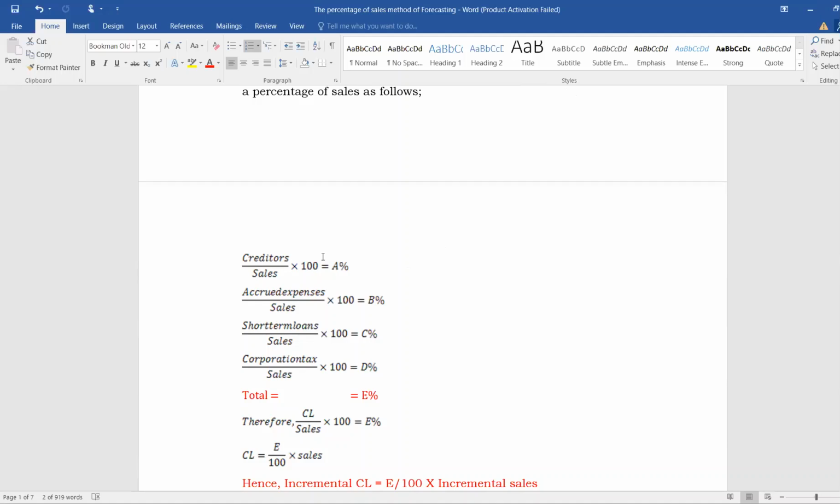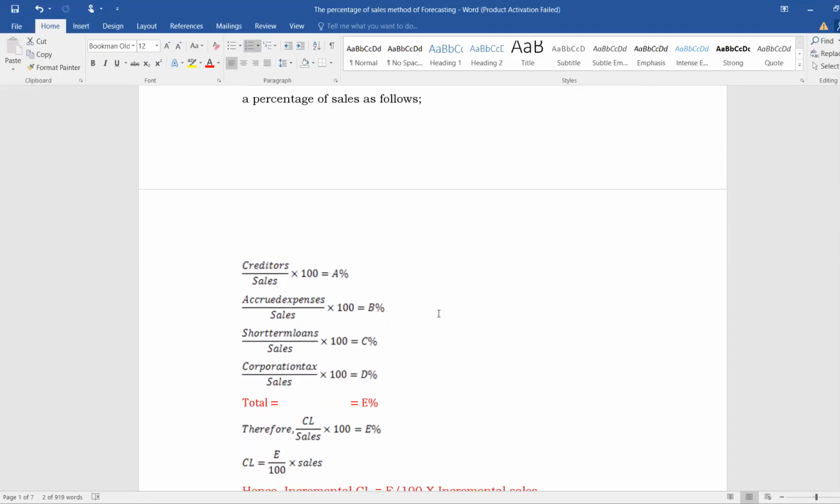You look at the current statement of financial position. Maybe there are creditors, divided by sales times 100, gives you A%. Maybe there are accrued expenses, divided by sales times 100, B%. Maybe we have other normal short-term loans, expressed as a percentage of sales times 100, maybe C%. Maybe we have corporation tax payable, divided by sales times 100.